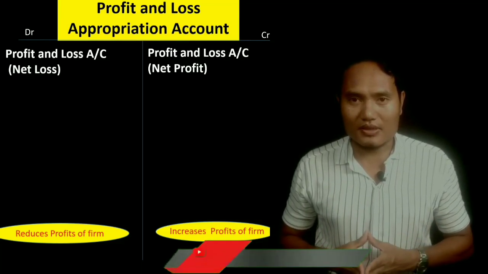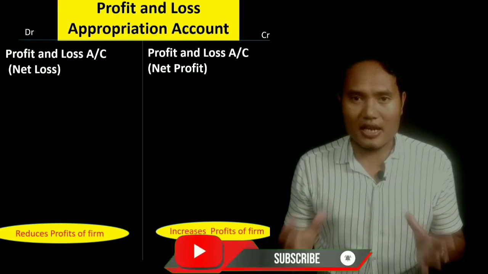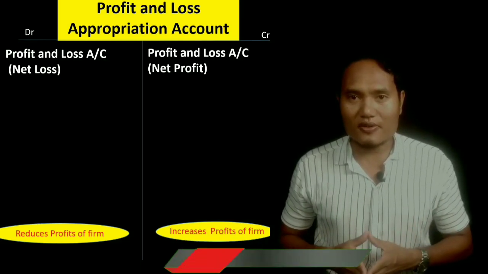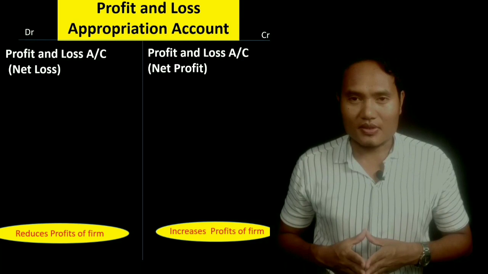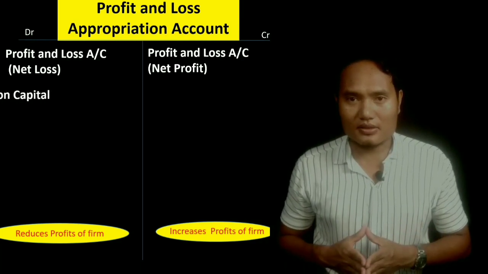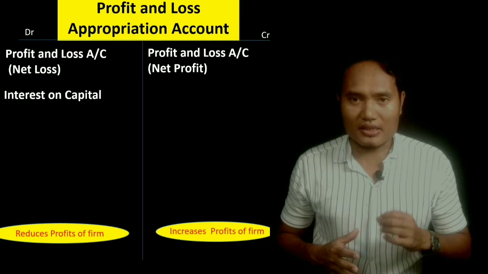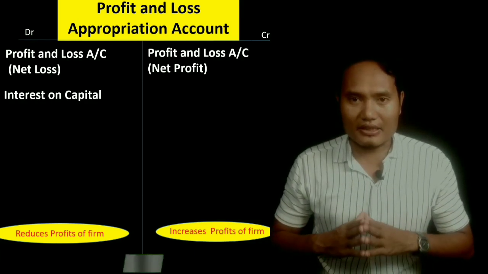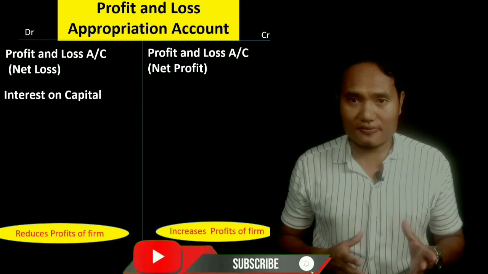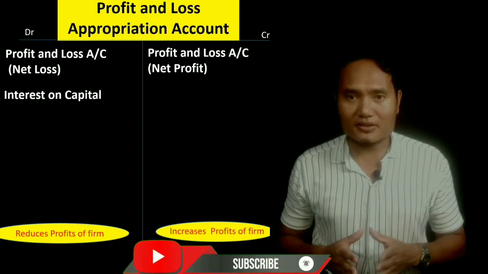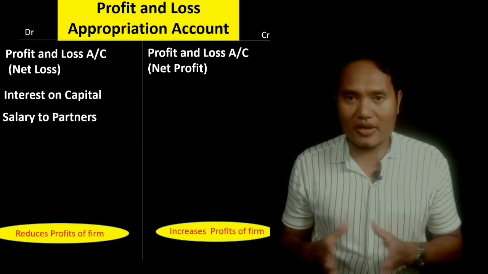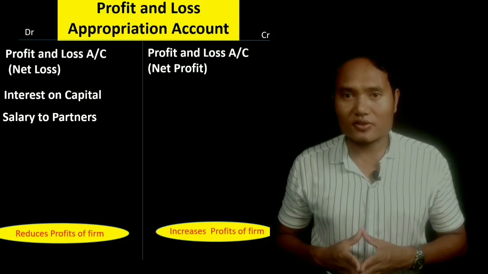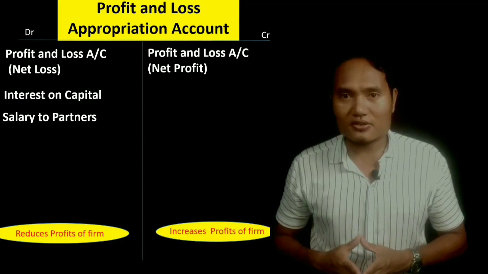Now let us discuss all those transactions and items which come under the profit and loss appropriation account. First, we have interest on capital. If the partners are entitled to interest on capital, then it reduces the net profit of the partnership firm. Second, if the partners are entitled to salary, then the amount paid as salary reduces the profits of the partnership firm. Third, we have commissions, remuneration and bonus.